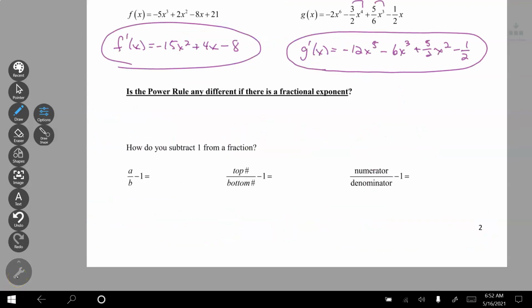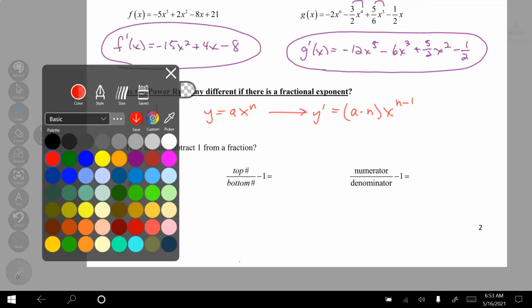Is the power rule any different when there's a fractional exponent? No. If y equals a times x to the n, then y prime is still going to be a times n, x to the n minus 1. I don't care what that exponent is. The exponent could be positive, it could be negative, it could be a fraction, it could be whatever, a decimal. It's all going to always be the same.